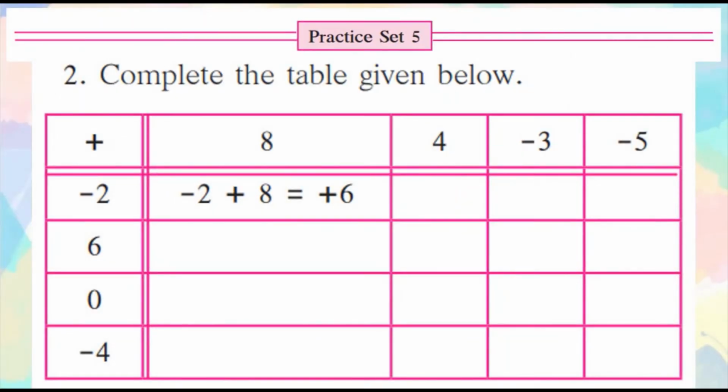Now coming to question number 2, complete the following table. In this, we are going to add the two numbers given horizontally and vertically. Now horizontally we have 8, 4, minus 3 and minus 5. Similarly vertically we have minus 2, 6, 0 and minus 4. Now we are going to solve few of the sums, not all. And I want you all to try out the other sums.